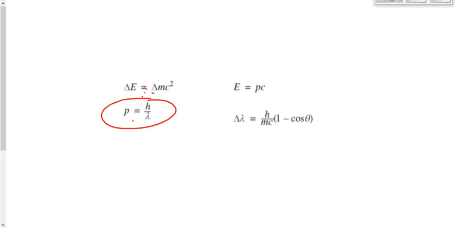Now, Planck's constant here, you always want to make 6.63 times 10 to the minus 34 joule seconds. Okay, always. Don't do the electron volt thing ever with photon momentum.